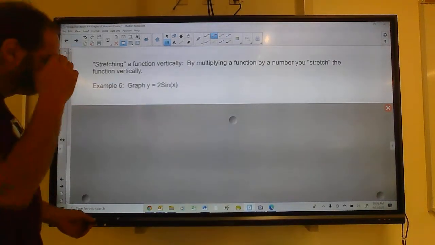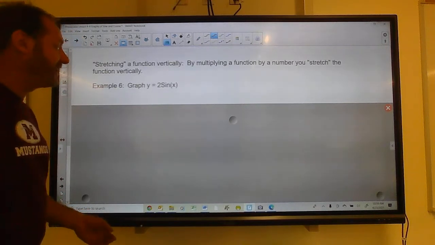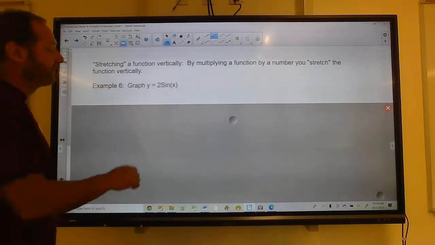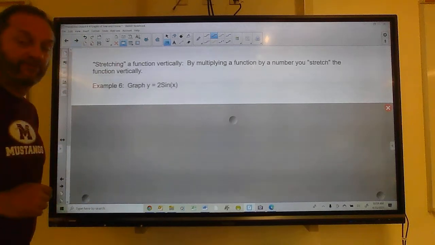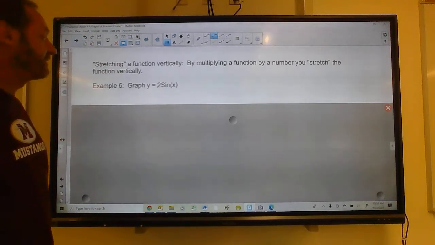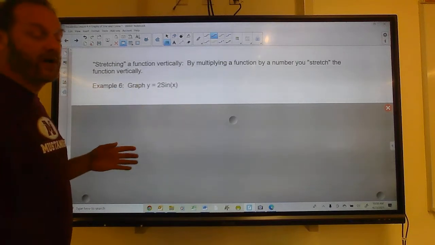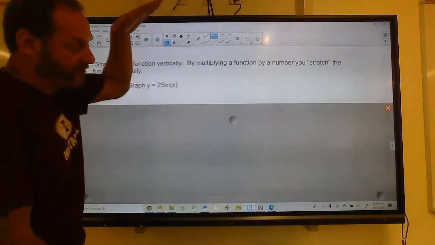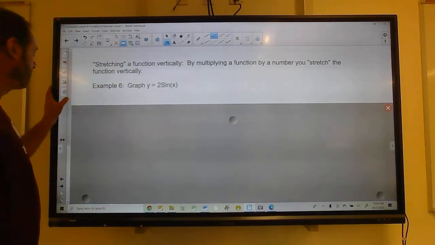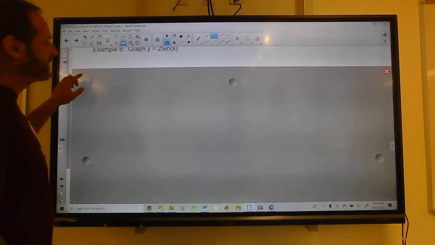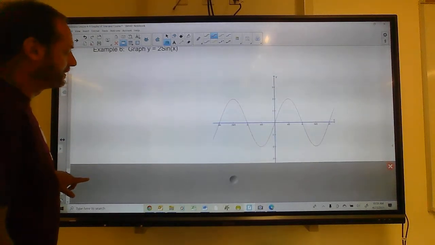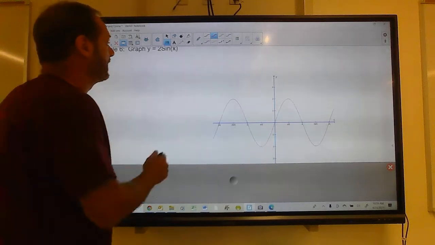All right, stretching a function vertically. So if I take a number bigger than 1 and I slap it on the front of this thing, so instead of graphing sine x, I'm graphing 2 sine x, that's just going to double this thing. It's going to stretch it vertically. So all the 1s become 2s, all the 0s still stay 0, and all the negative 1s become negative 2s.